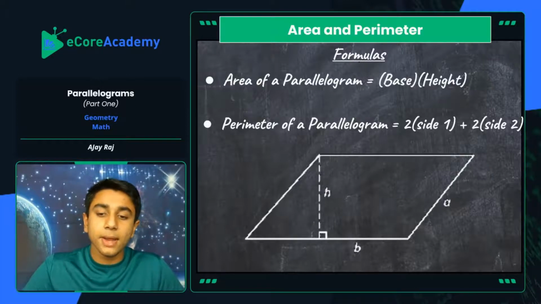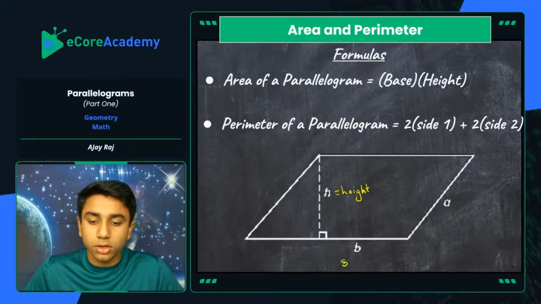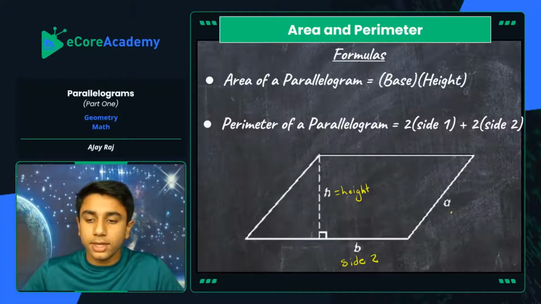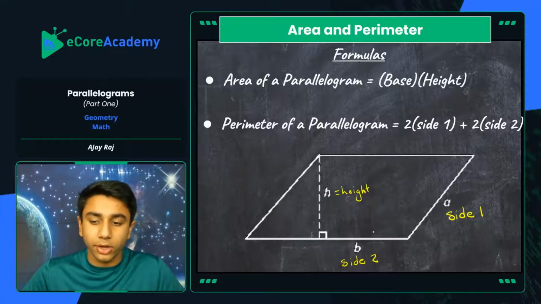So we have this parallelogram here with our h representing our height. B is representing side 1. Or sorry, let's say side 2. Let's keep it in alphabetical order. And then A is side 1. So let's practice our area formula with this. What would the area be in terms of these given variables?